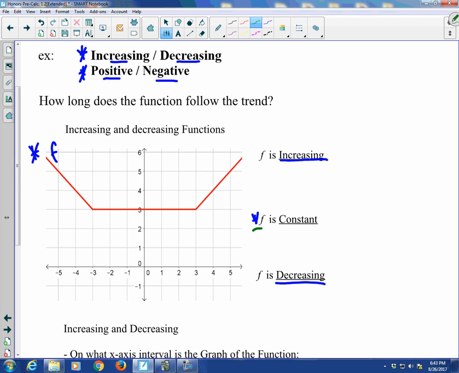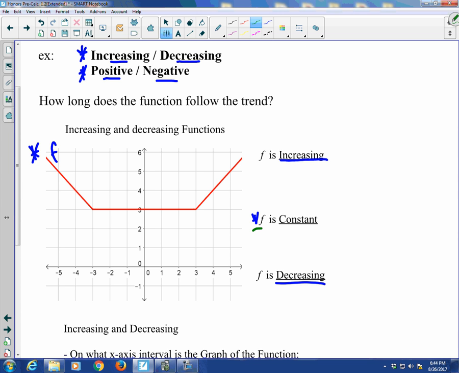So when we're talking about a function increasing, we're talking about what x values make our function go up. When we're talking about a function being constant, we're talking about what x values make our function value one constant number. And when we're talking about decreasing, we're obviously looking at what x values make our function values go down.